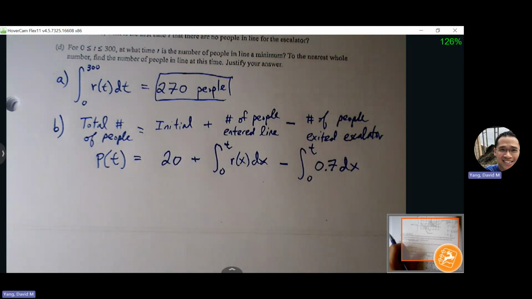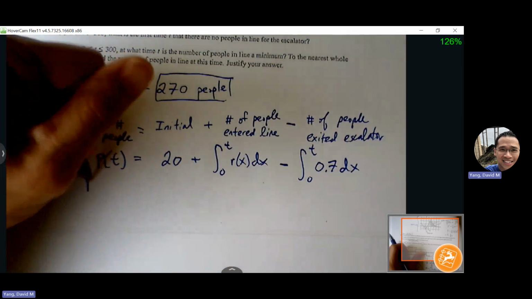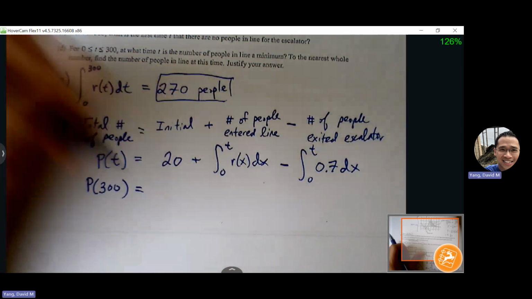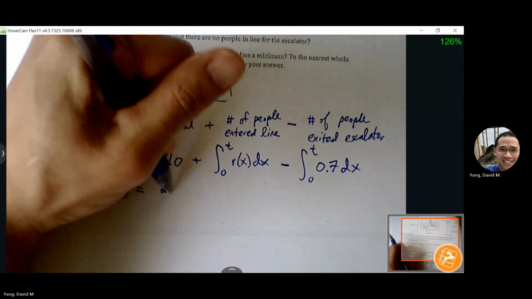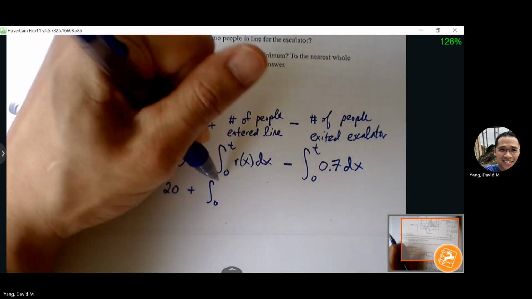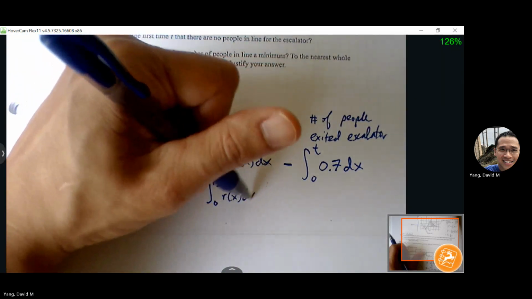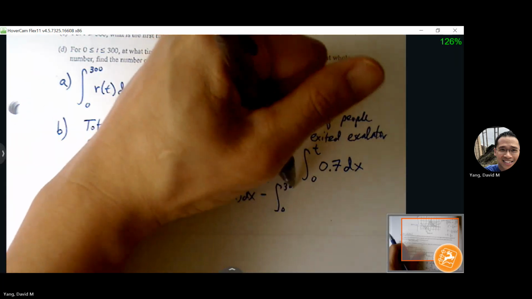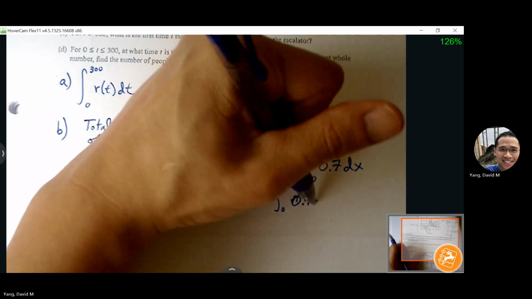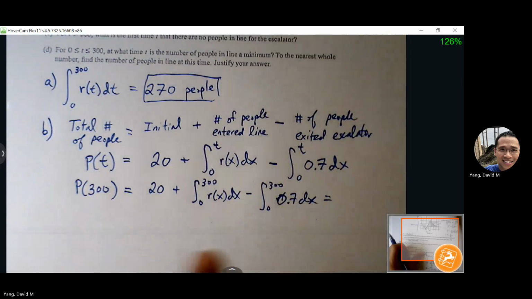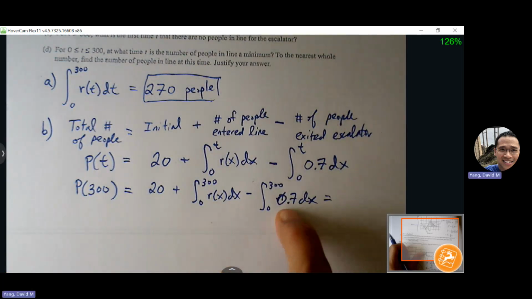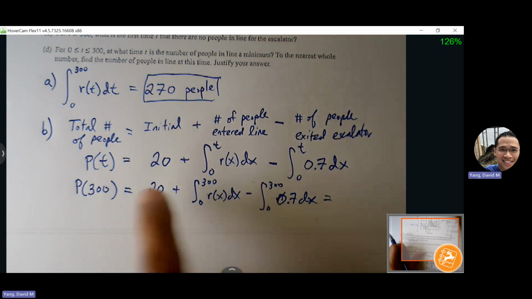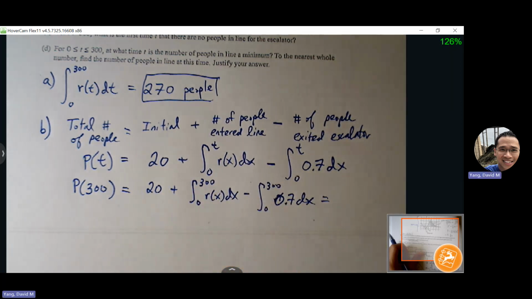So this is a formula that we can use probably later on as well if they ask us about absolute max or absolute min. So now we can figure out the number of people at 300 seconds. Replace every t with 300. We already know what this number is, right? We can figure this out using the calculator. So math 9 from 0 to 300, 0.7 dx. So we get 20 plus 270 minus 210.